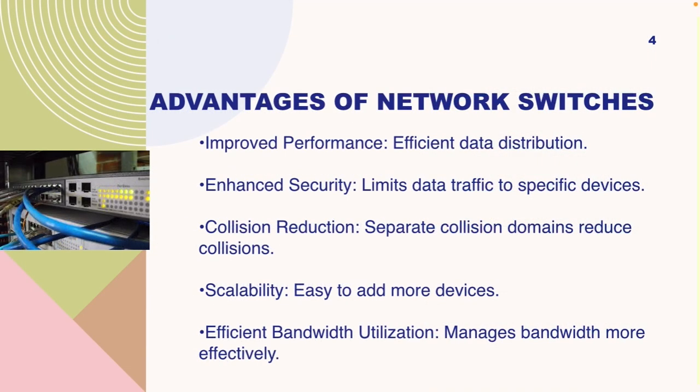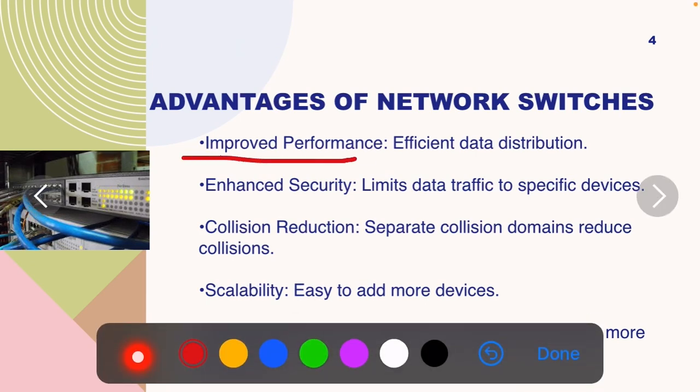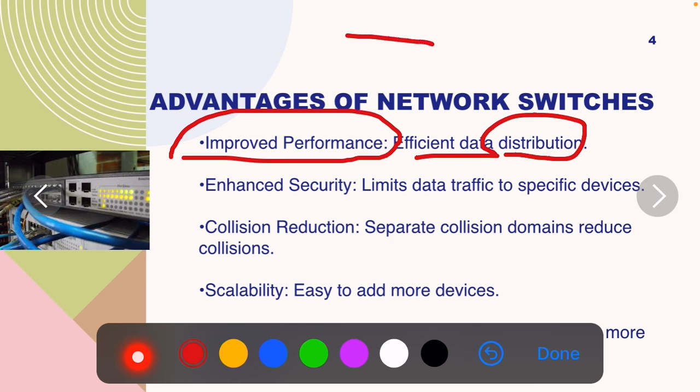The next one is, what are the advantages of network switches? The first one is improved performance. In improved performance, efficient data distribution is done. So what does it exactly mean? Switches reduce network congestion by sending data only to the specific device it is intended for, as opposed to hubs, which broadcast data to all the devices in the network.